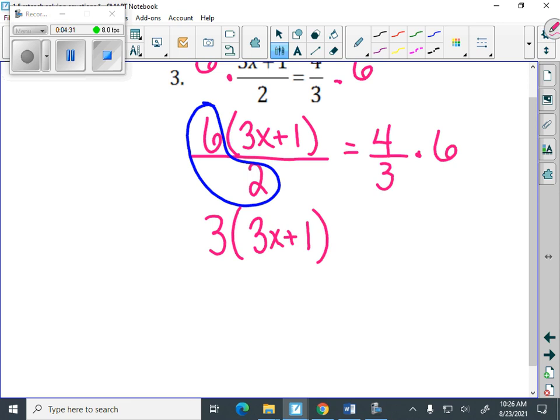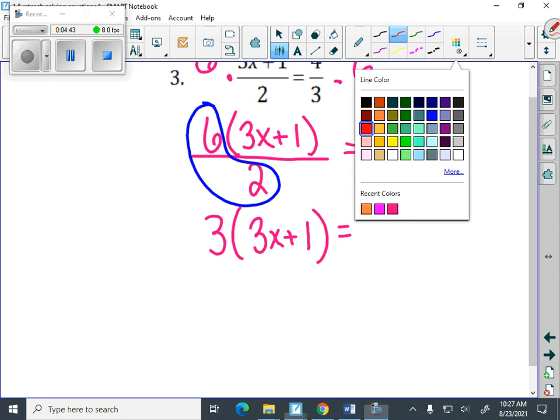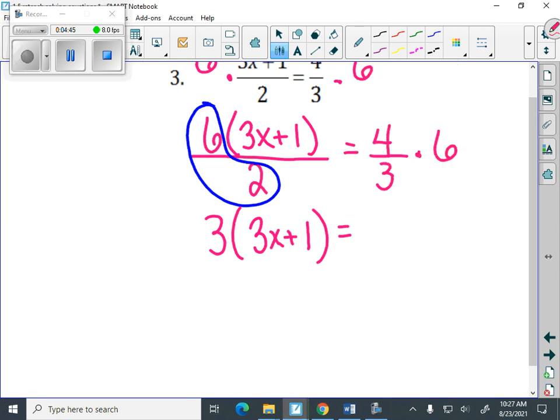And we still have the 3x plus 1 in parentheses. On the other side here, 4 thirds times 6. I'm going to pause the video, type it into Desmos to get the answer. 4 thirds times 6 is 8. And now we can solve this equation.